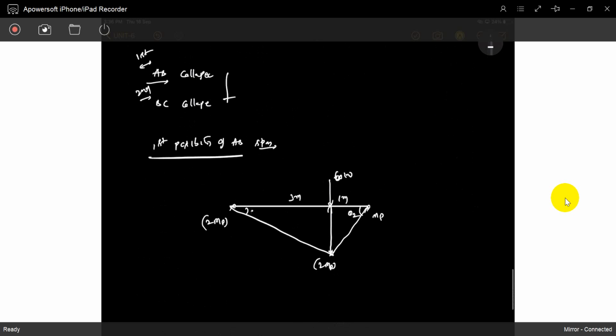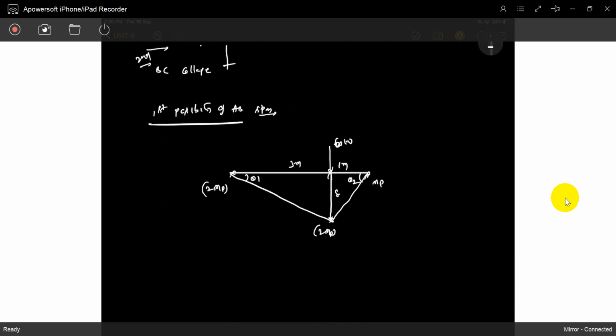This is theta 2, this is theta 1, this is delta. So find out, what is the external work? It is very easy: 60 delta. Delta is what? Delta is 3 theta 1. That's it now.